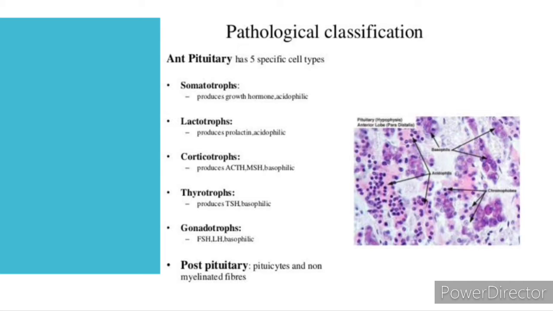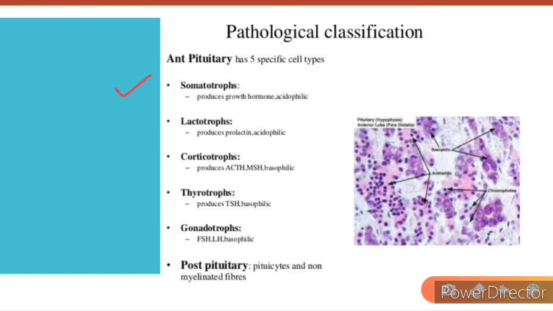Now the anterior pituitary has 5 specific cell types, okay? Somatotrophs, which produce growth hormone, and they are a subclass of the acidophilic cell group. Lactotrophs produce prolactin, and they also belong to the acidophilic type of cells. Then come corticotrophs, which produce ACTH and MSH, and they belong to the basophilic group. Then thyrotrophs, which produce TSH, and they belong to the basophilic group. Gonadotrophs produce FSH and LH, and they also belong to the basophilic group.